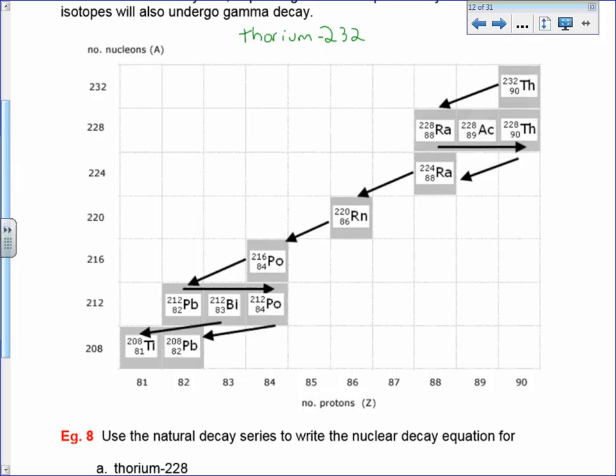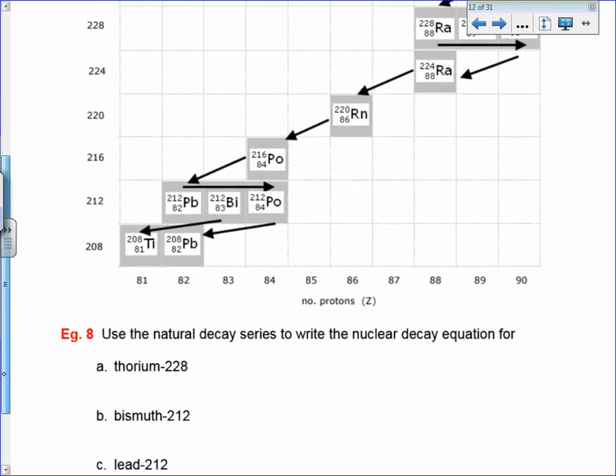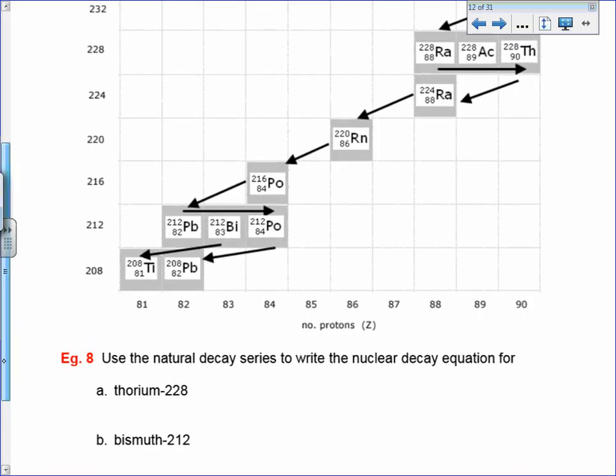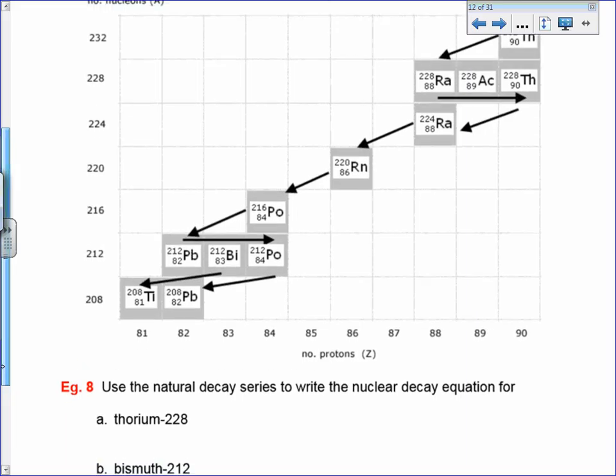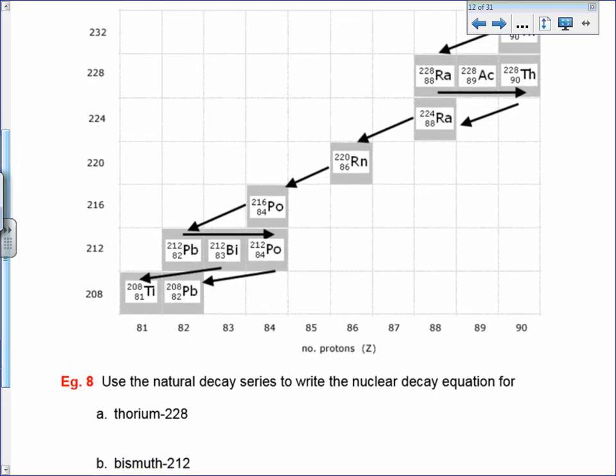Anyway, this is just one version of a decay series. Again, you'll see there's one in your textbook. There's also one in your practice problems. So all we want to do here is write specific parts of the decay. We're going to use the natural decay series to write the nuclear decay equation for thorium-228. So we want to find thorium-228, which is up here, and then write the decay series for that.